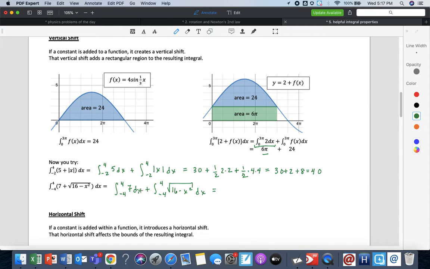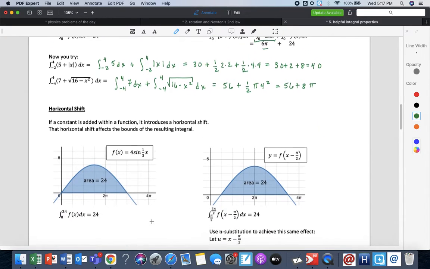And this first area is a rectangle. It's 8 by 7, which is 56. And then this is a semicircle of radius 4. So its area is 1/2 pi times 4 squared. And that gives you 56 plus 8 pi.